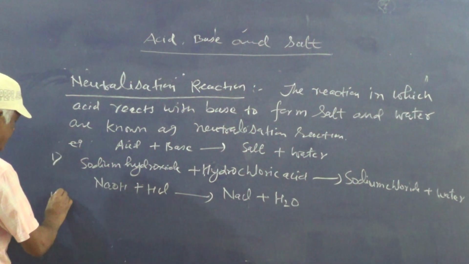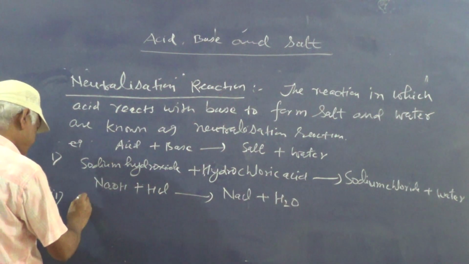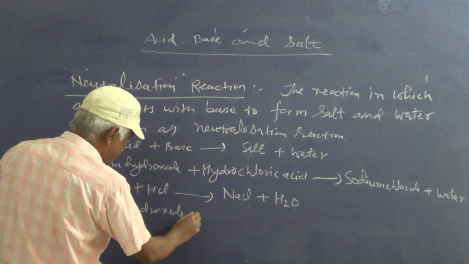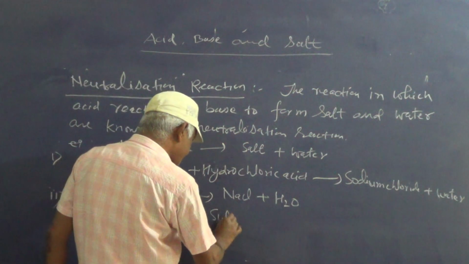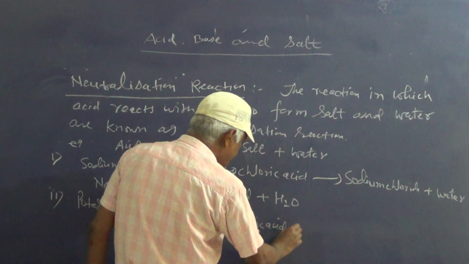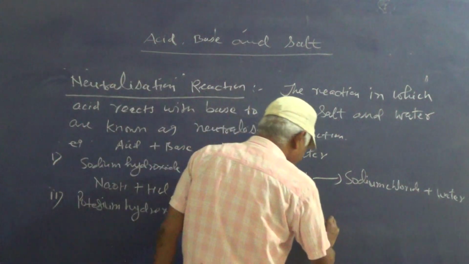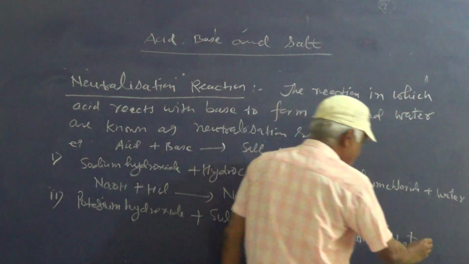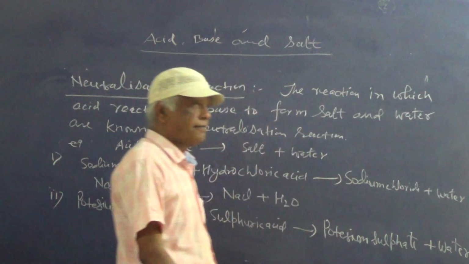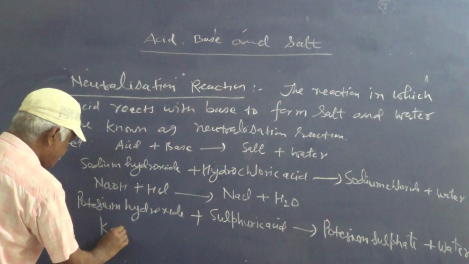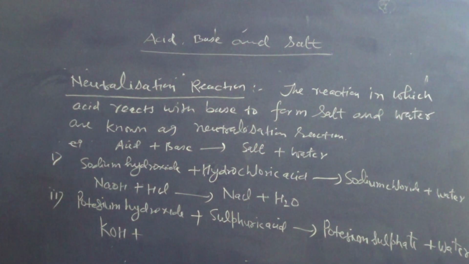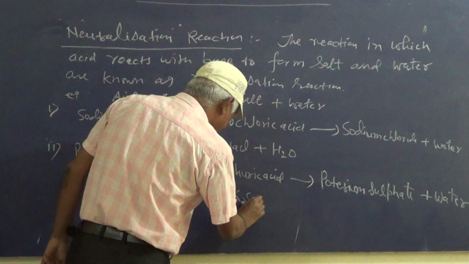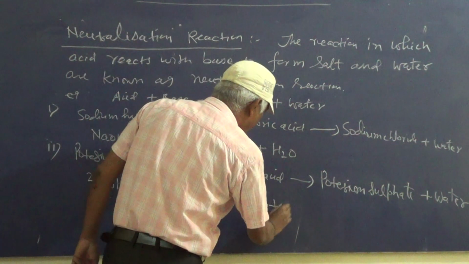Another example, this is the first example. Another example, potassium hydroxide reacts with sulfuric acid to give potassium sulfate plus water. Write the chemical equation. Potassium hydroxide is KOH, sulfuric acid is H2SO4, gives K2SO4, potassium sulfate, plus water.